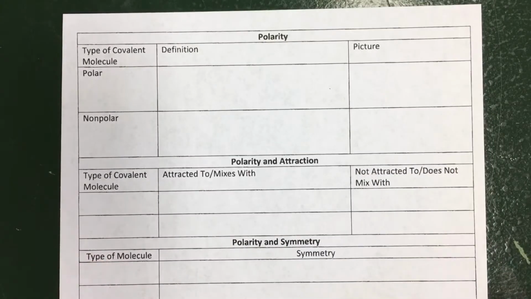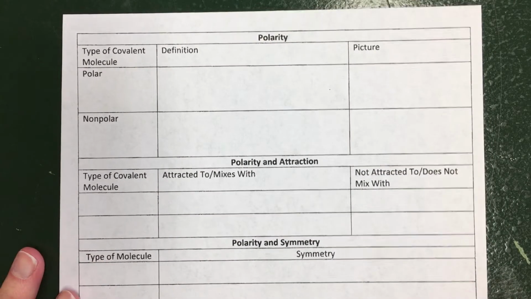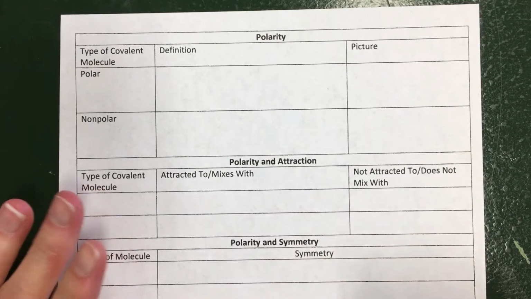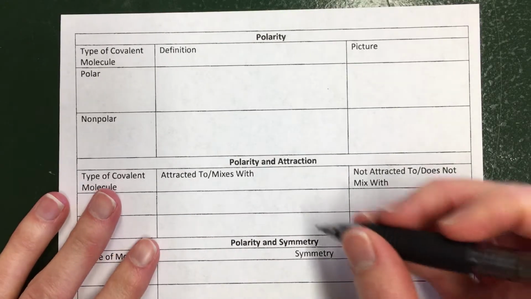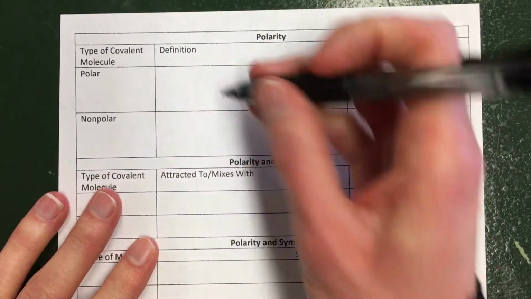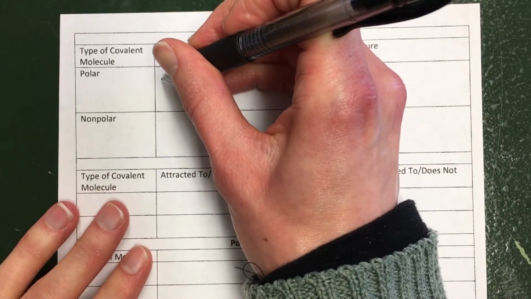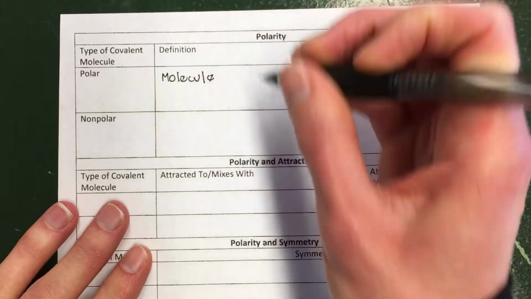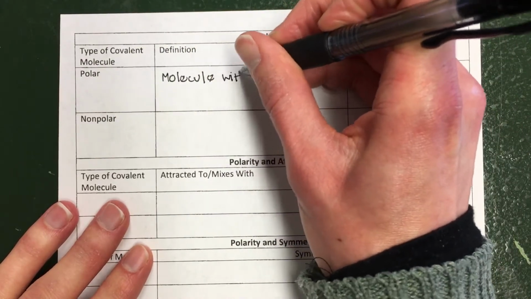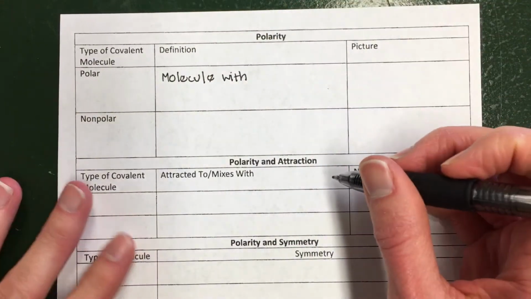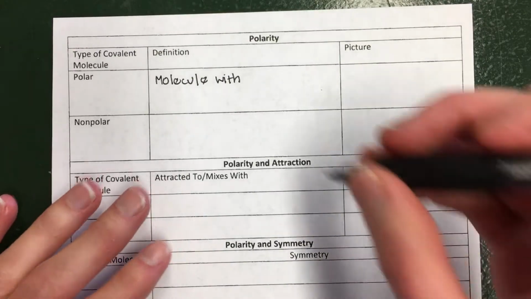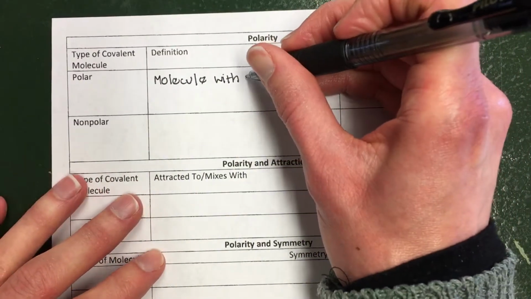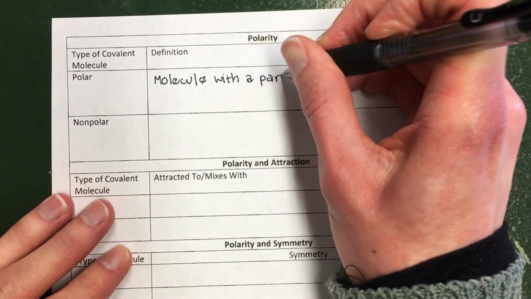Hey guys, this is just a quick video to explain how polarity works. So, first thing you want to know is that a polar molecule is a molecule with a positive side and a negative side. And we're going to say it's a partially positive side because it's not like an ion. It hasn't completely lost an electron, but it is charged somewhat.